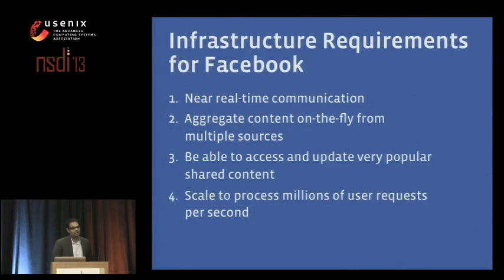So to start off with, what kind of infrastructure requirements do we have at Facebook? For any system at Facebook, these are the common themes that we tend to see. One is that we need near real-time communication. So when you send a message, we need to be able to see the message. We need to aggregate content on the fly from multiple disparate sources. Take a look at your newsfeed. We need to be able to share, access, and update very popular content, like President Obama's status updates. And we need to be able to scale to process millions of user requests per second.